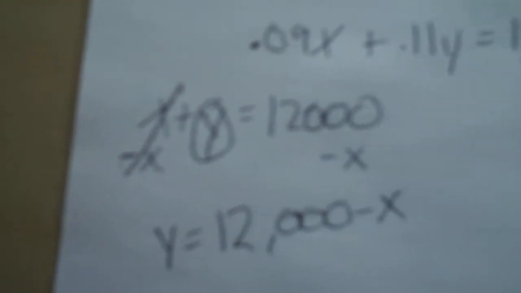So x plus y equals 12,000, and we want to isolate the y, so we subtract an x from both sides. We cancel out the x's, and it becomes y equals 12,000 minus x.